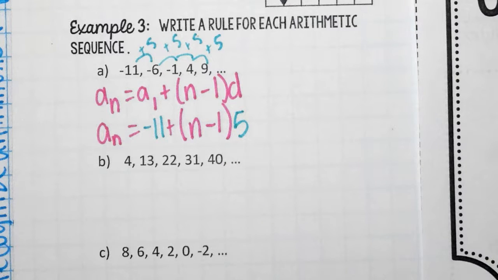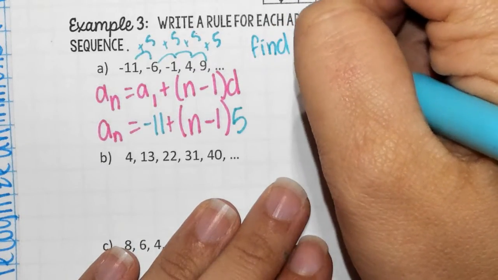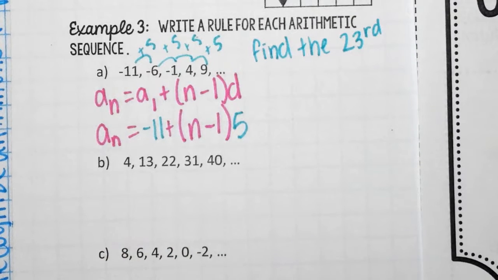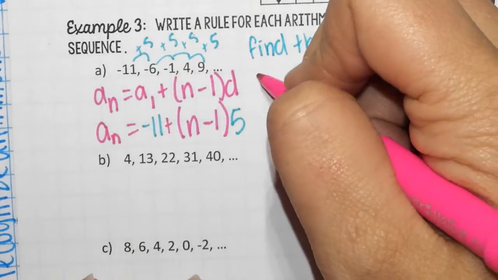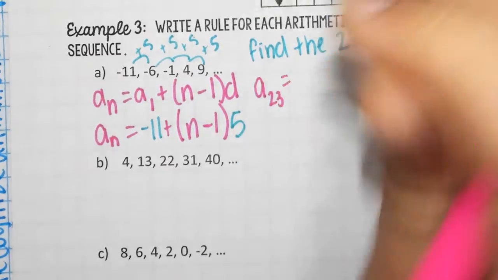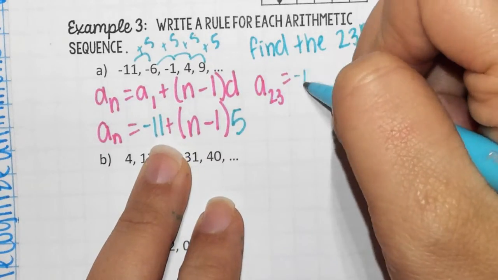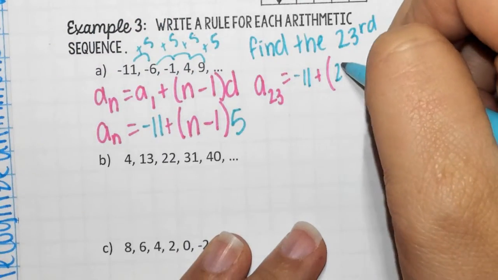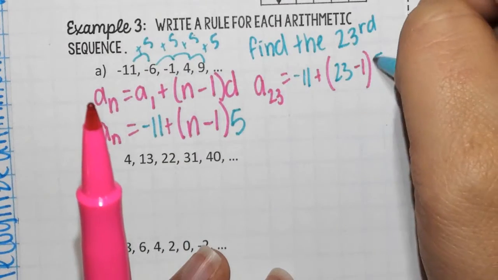Does everybody see how we got that? Now, if I asked you to find the 23rd term, what would you plug in for n? 23. So we would write a sub 23 equals, and we're still going to use this same rule. We're going to say negative 11 plus 23 minus 1 times 5.